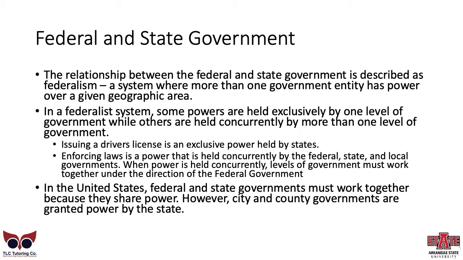For example, issuing a driver's license is an exclusive power held by the states, whereas enforcing laws is a power that is held concurrently by the federal, state, and local governments. When power is held concurrently, levels of government must work together under the direction of the federal government. In the United States, federal and state governments must work together because they share power. However, city and county governments are granted power by the state.